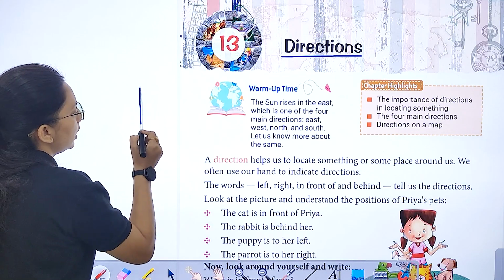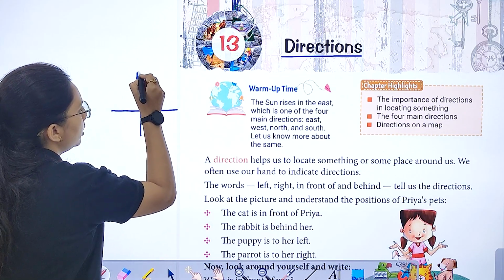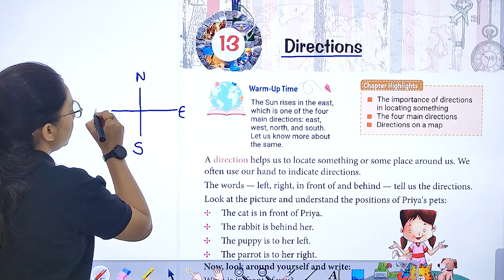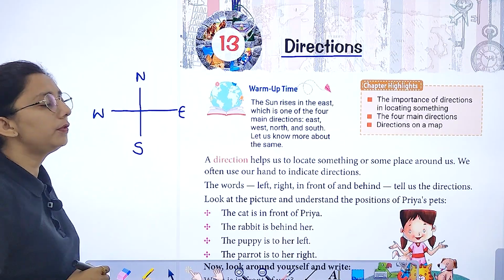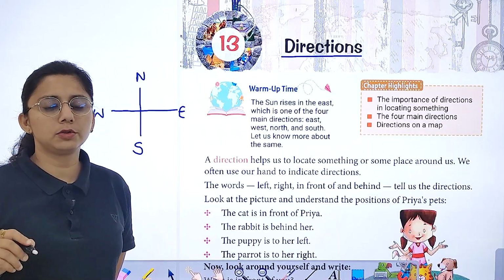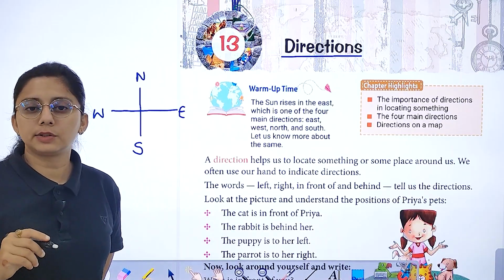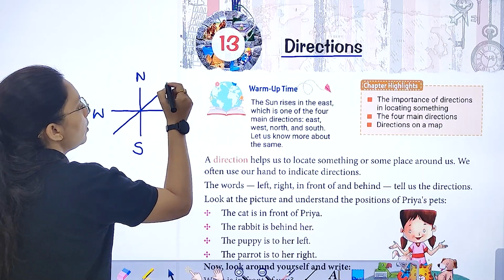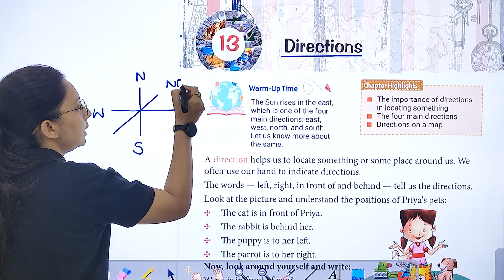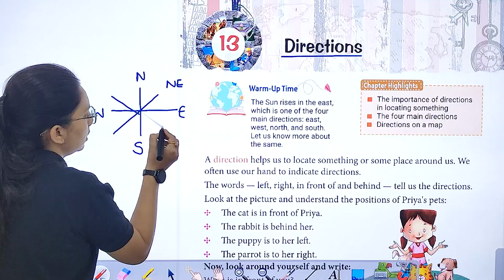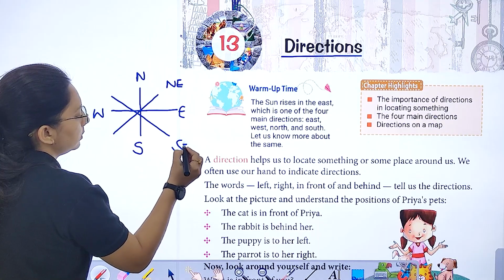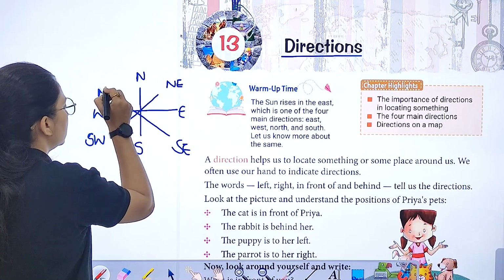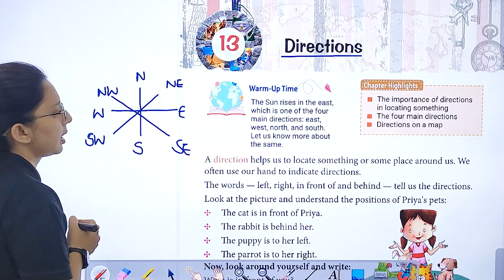I'm showing you on the top north, bottom is south, on your right is east, and left is west. So these are the four directions, and we have some more directions also. What we call these directions is cardinal points. Now, between north and east, there is northeast, then southeast, southwest, or northwest. These are the sub directions.